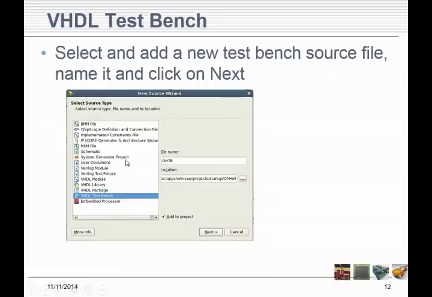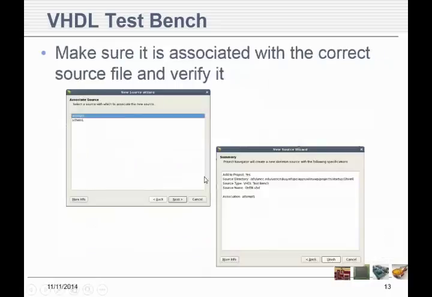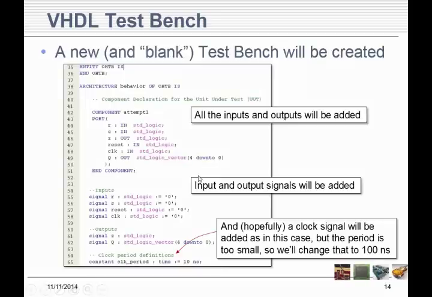So the next thing we have to do is come up with our test bench source file, and that's going to be shown here. Then you make sure it's associated to the correct source. In this particular file I had two source files, so I had to make sure it was assigned or associated with the correct one.